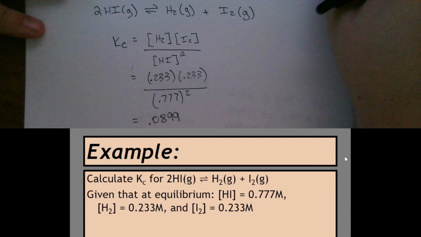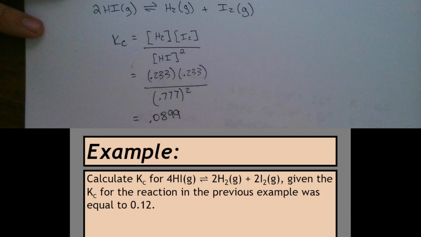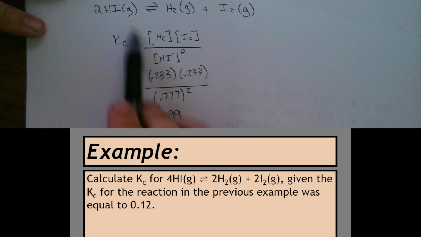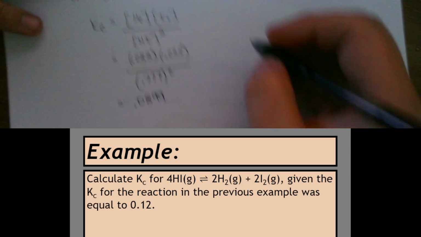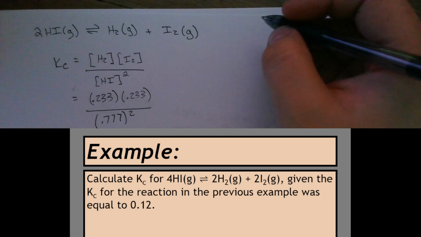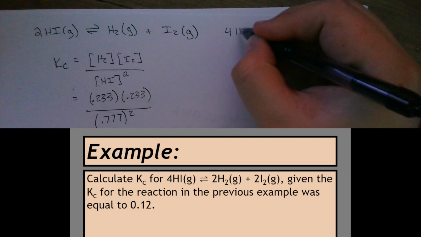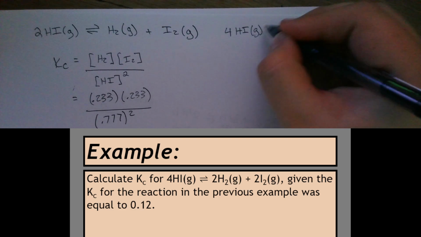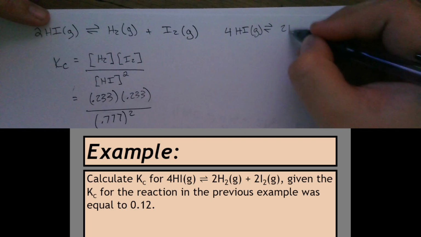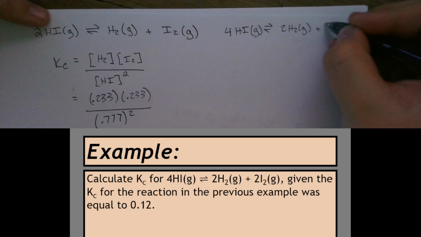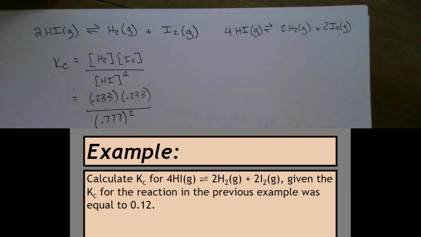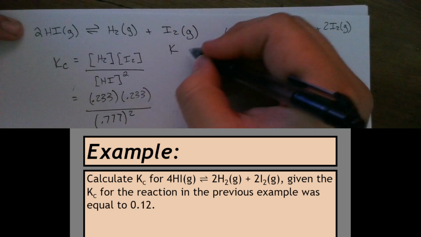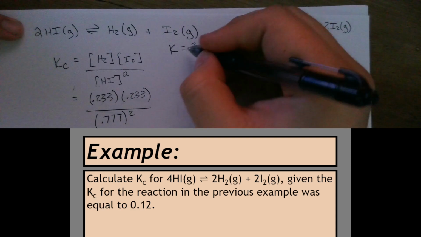The next example, calculate Kc for this new reaction, but the reaction looks very similar to the old one. I now have, let's do it over here, 4HI gas in equilibrium with 2H2 gas and 2I2 gas. Given the Kc for the reaction, the previous example is 0.2. So just to simplify, I'm going to make the K over here, let's say it's equal to 0.12.